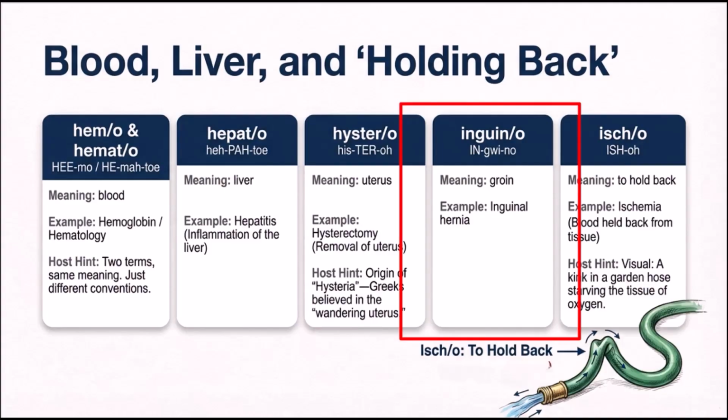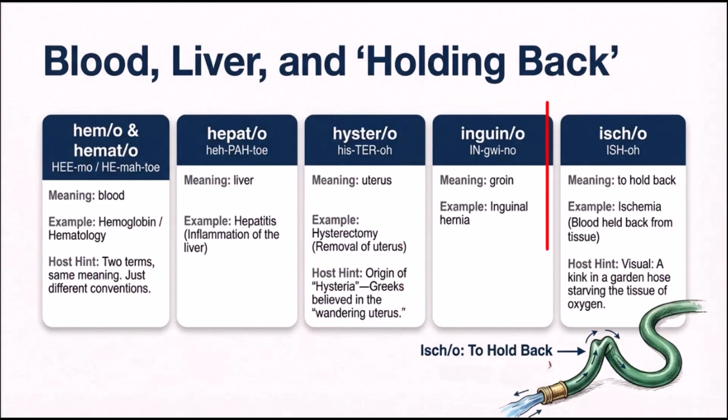Now for a more abstract one. Ischo? How do you say that? Ischo. It means to hold back. To hold back. That one always feels weird to me. It's not an emotion. Think of a kink in a garden hose holding back water. Okay. The key term is ischemia. It means blood is being held back from tissue, starving it of oxygen.